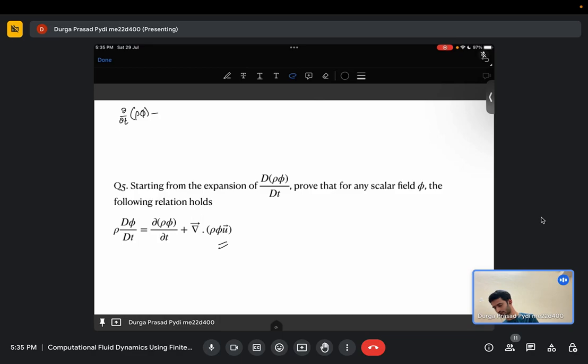It's just applying the chain rule. And this equation will be used a lot throughout the course, so it might be helpful if you just do it once.